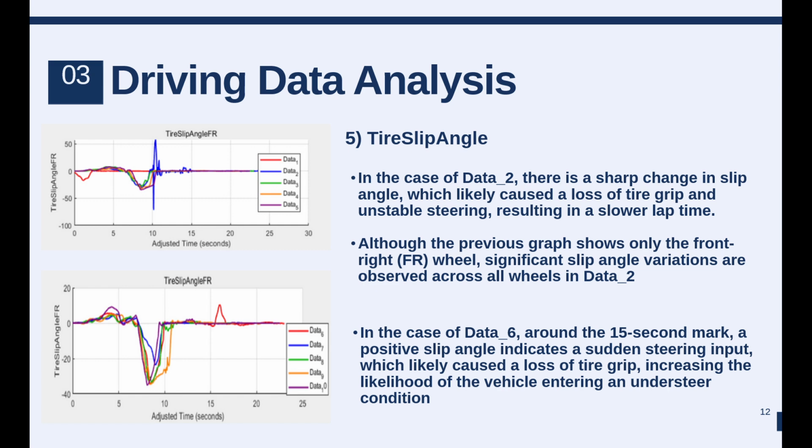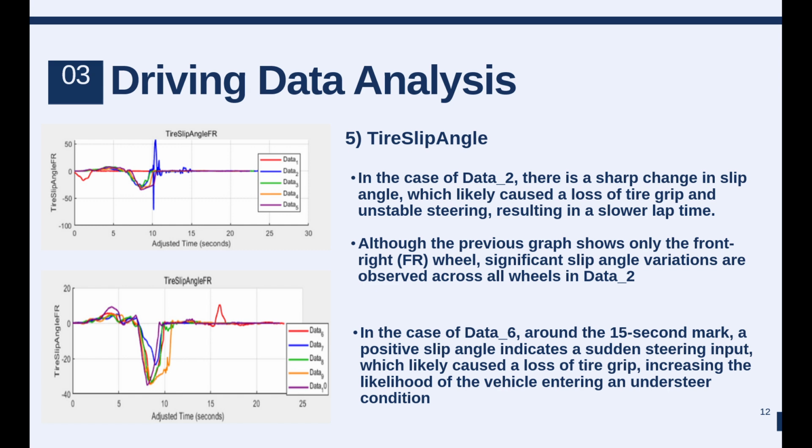Next is the tire slip angle analysis. This data represents the difference between the tire's direction of travel and the actual direction of the vehicle. In the case of data 2, a sharp change in angle occurred. Although the graph shows the front right tire, similar slip angle variations were observed across all four tires, which likely resulted in lap time loss.